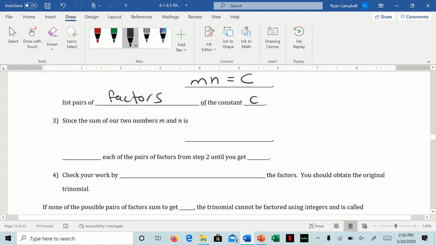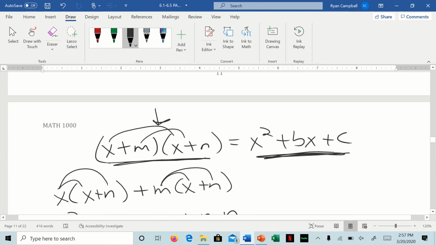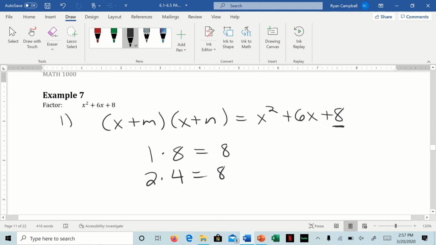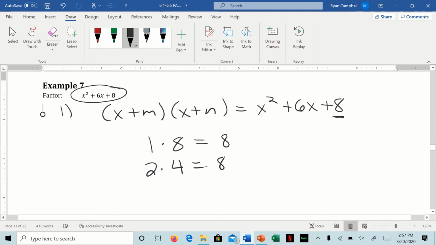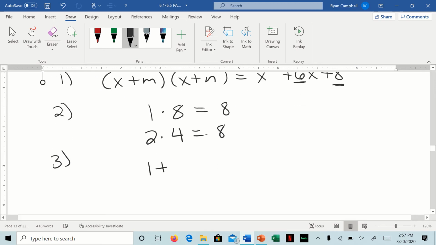Step 3, since the sum of the two numbers, when you add them together, that has to equal b, then we just need to add up each of these pairs until you get b. So what's b in this case? So in this case, what do we get for b? So we notice b is the one in front of x, so that's just 6. So what we need to do is we need to add up all the numbers. So 1 times 8 is 8. What's 1 plus 8? That's 9.